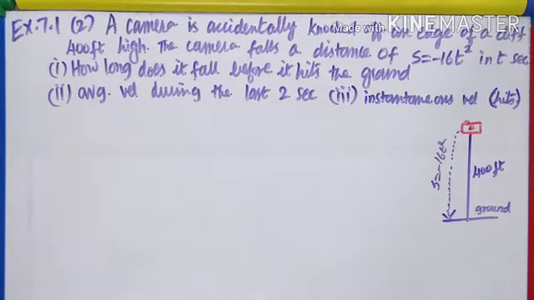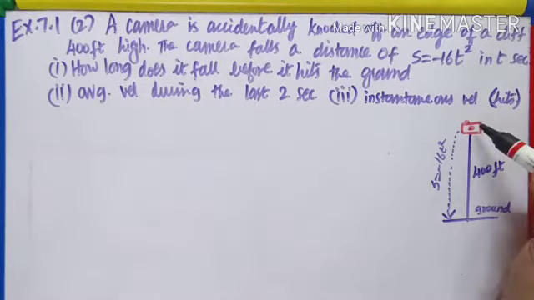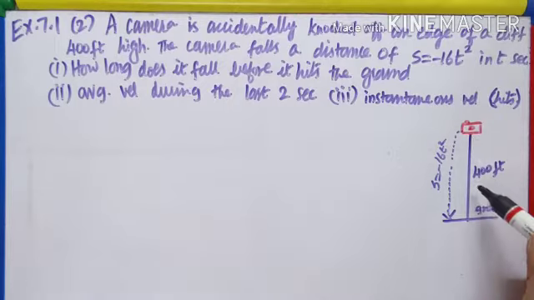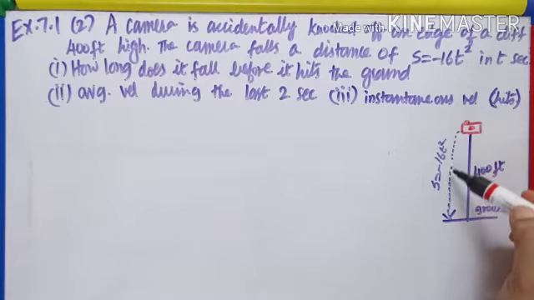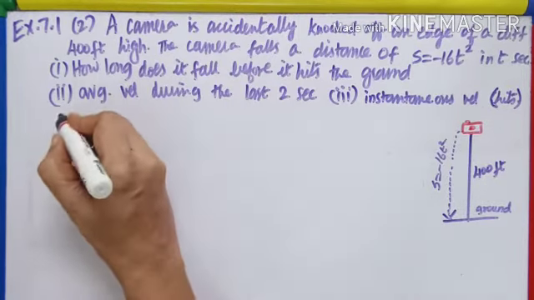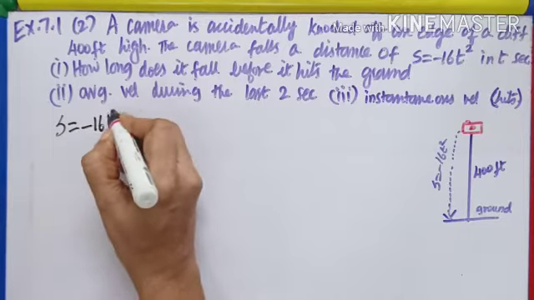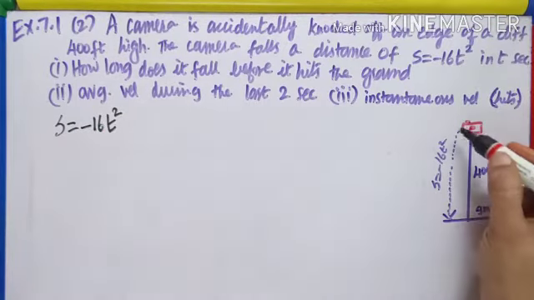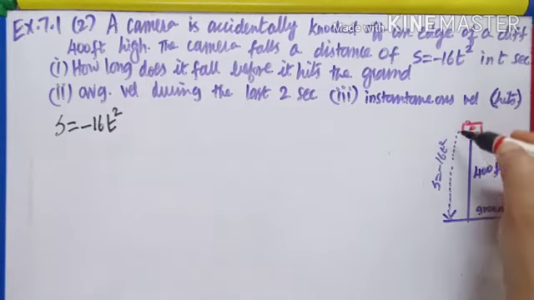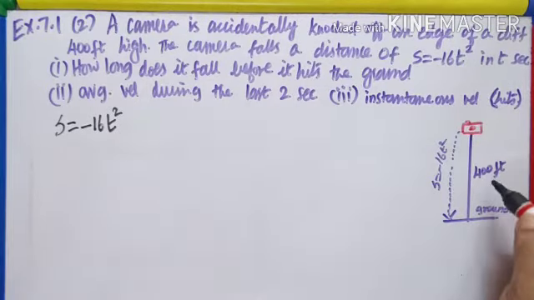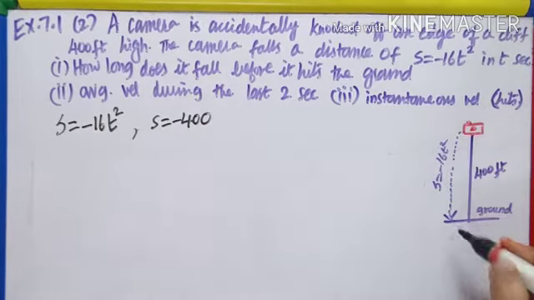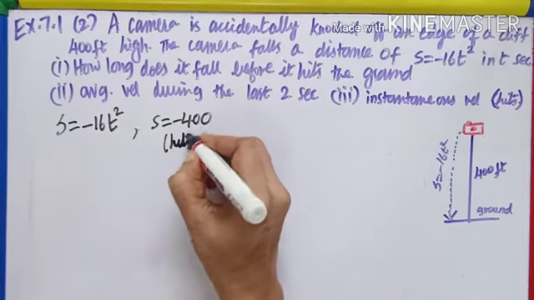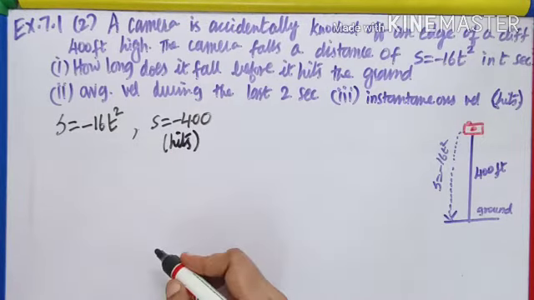So how are we to do the problem? First thing, look at this picture. The camera is here. Maybe this height we have taken 400 feet, and when the camera is knocked down, it is falling down. And what is the equation given? s equals minus 16t square. If it is falling down, this height will be in negative. So minus 400. s is equal to minus 400 when it hits the ground.